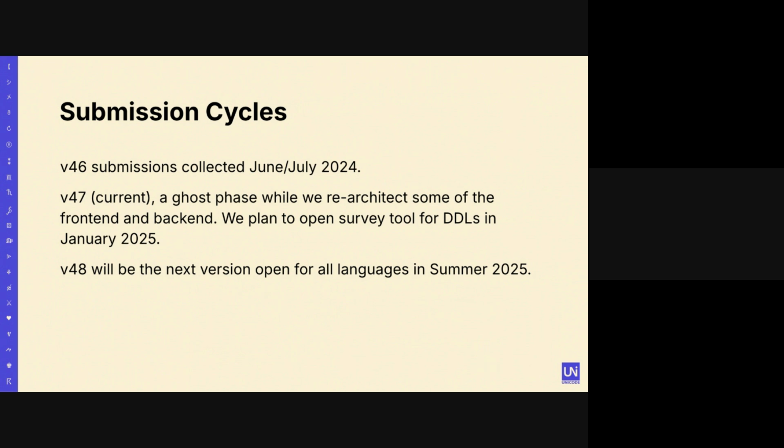Any new information that we get now won't be in CLDR until early next year. This is also a ghost phase right now, because there are some fundamentals that we want to re-architect in the front end and the back end in different parts of it. We plan to open the survey tool for digitally disadvantaged languages in January. We're still working out the details of that. Then version 48 should be the next full submission process.